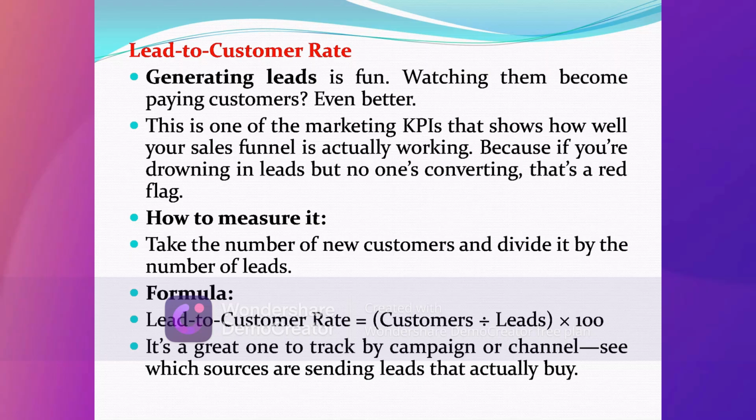You have to see the new customers divided by the number of leads. Suppose you have 200 leads and the new customers are only 20. By this formula you can calculate the rate, and you can track it by campaign or channel, to see which sources are sending the leads that actually buy.